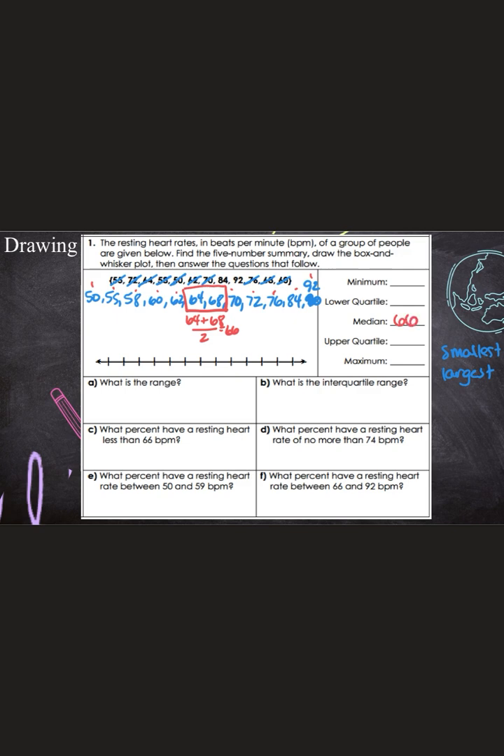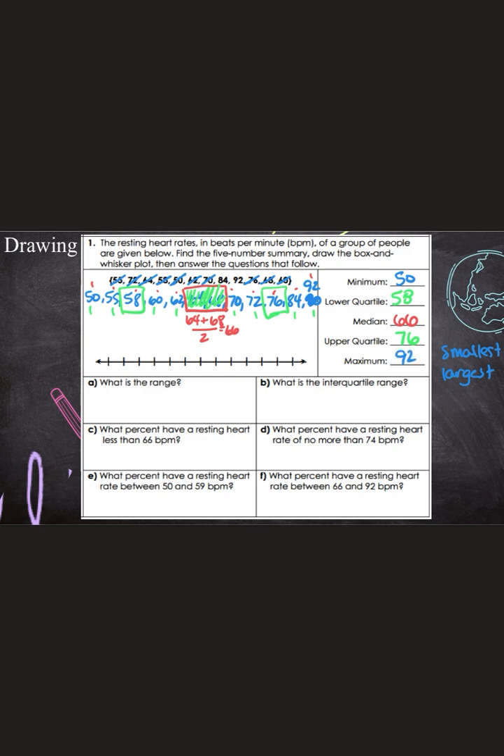Then we're going to start from the outside again. We're not going to include the numbers that we just had in the middle. So we're going to start here and here, and we're going to work our way toward the middle. So on the upper quartile, our answer is 76. And then the lower quartile is 58. And then I just go back and I fill in my minimum and my max. So I had 50 and 92.